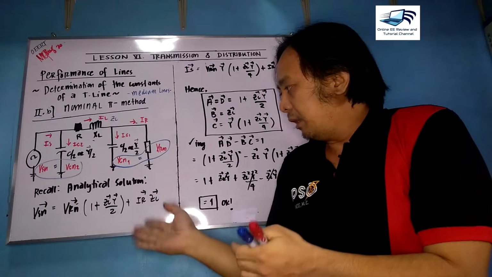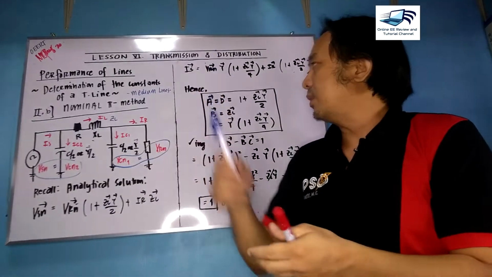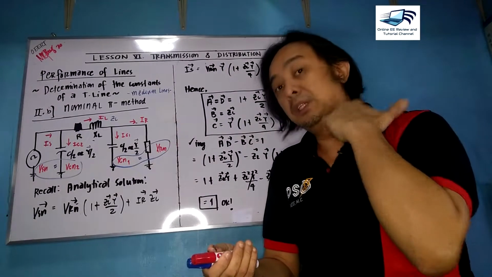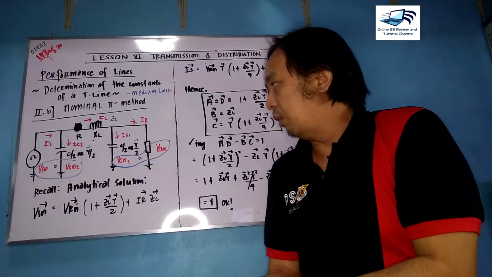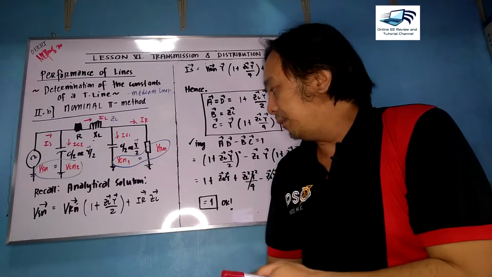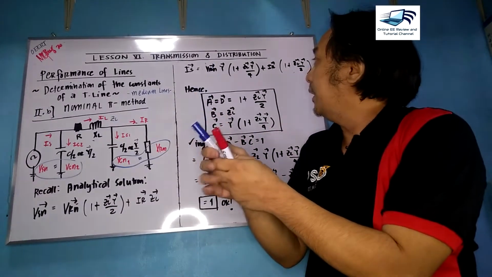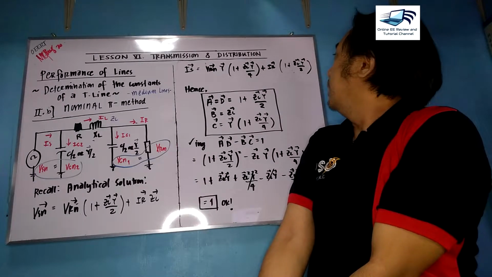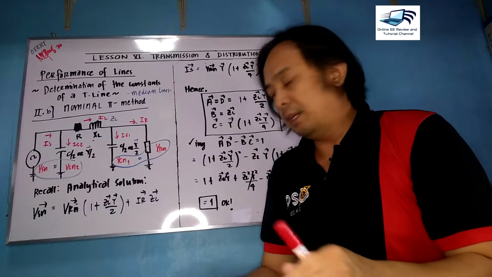Now we can recall analytical solutions. Well, we will not discuss thoroughly on how these currents and voltages are derived, but you can use a little bit of your KVL and KCL the same way in how we discussed nominal T on the last few slides. So VSN is equal to VRN times (1 plus ZL Y all over 2) plus IR times ZL. Then your IS is VRN times Y times (1 plus ZL Y all over 4) plus IR times (1 plus ZL Y all over 2).